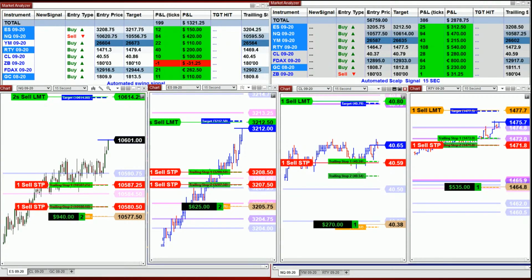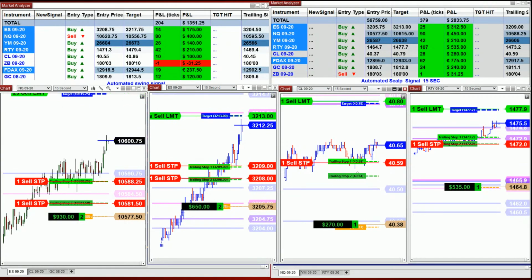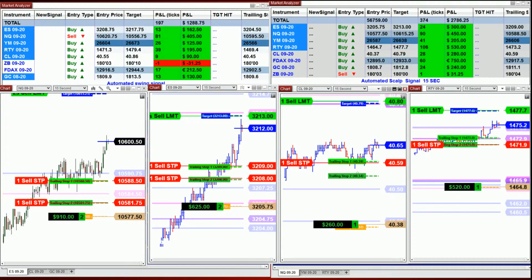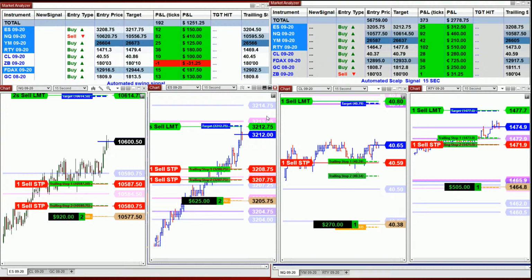There's not much going on with the auto trades. It's a really flat market today on the auto trades. We missed by one tick on the ES.